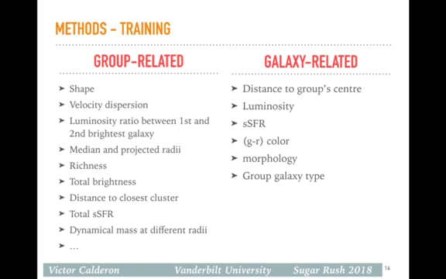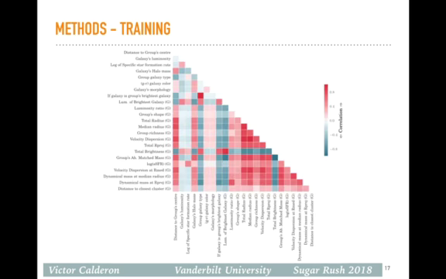These properties are the ones shown here. For example, it includes the shape of the group, its velocity dispersion, the luminosity ratio between the first and second brightest, group richness, total brightness, etc. And in terms of the galaxy related properties, we use the luminosity of the galaxy, the specific star formation rate, color, morphology, the galaxy type that you assign based on its R-band absolute magnitude, and also how far it is from the group center.